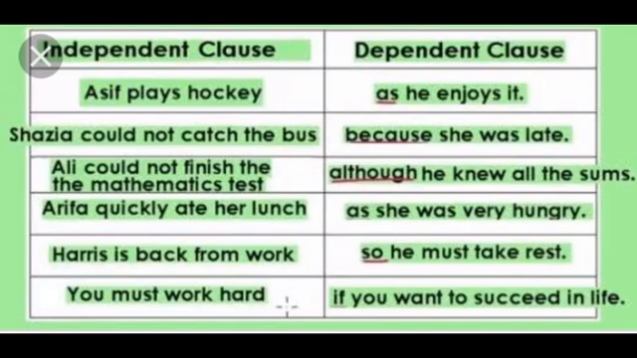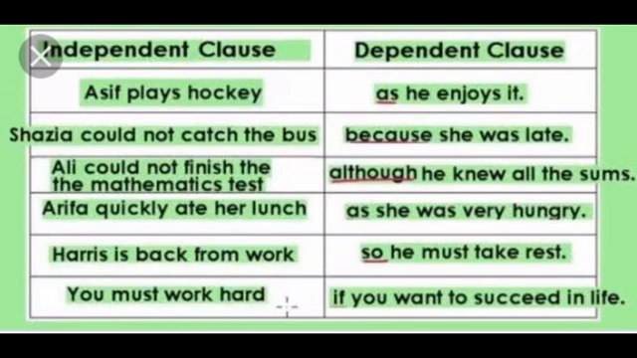Second example, Shazia could not catch the bus because she was late. So in the second example also, the dependent clause has a subject and predicate of its own, but it needs the help of the independent clause, that is, Shazia could not catch the bus. The third example, Ali could not finish the mathematics test although he knew all the sums. Here, the dependent clause is although he knew all the sums, that needs the help of the main clause, that is, Ali could not finish the mathematics test, to get a complete meaning.